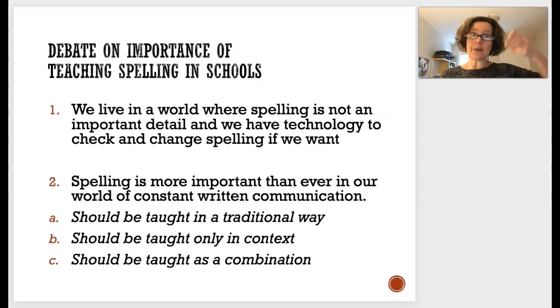And then again, there are the three categories under that. If you believe that spelling is important to teach, it should be taught in a traditional way, should be taught only in context, or should be taught as a combination. So hopefully you're seeing this philosophy. So like we did last time, let's have a go. Oh, in Collaborate, be ready to say where you are. Are you a 1 or a 2? And then we'll get into A, B, and C a little bit later on.